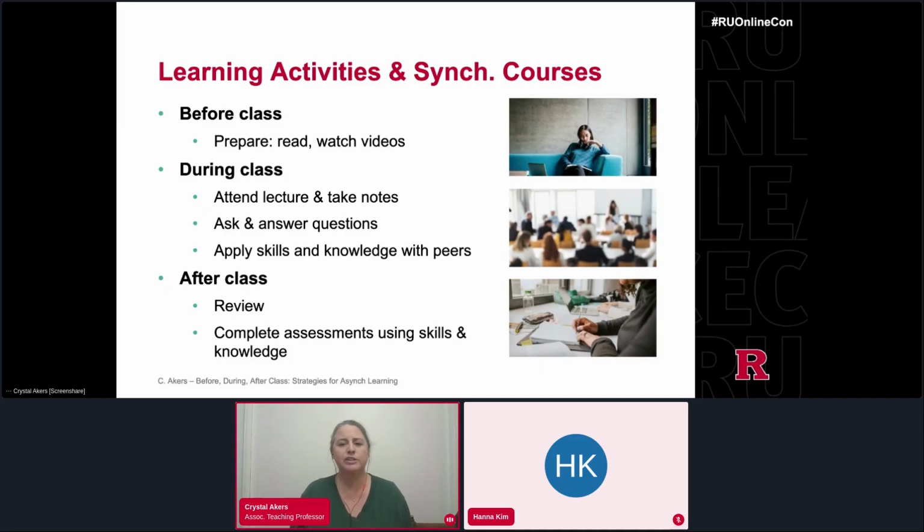So here I've illustrated this during class period with a group of people together in one place at one time. By definition, immediate interactions have to take place in synchronous environments where we're gathering either in physical space or online at the same time. All right, and then after class is that period of time when we find activities like review and the completion of assessments. It's where homework takes place, maybe where essay writing takes place.